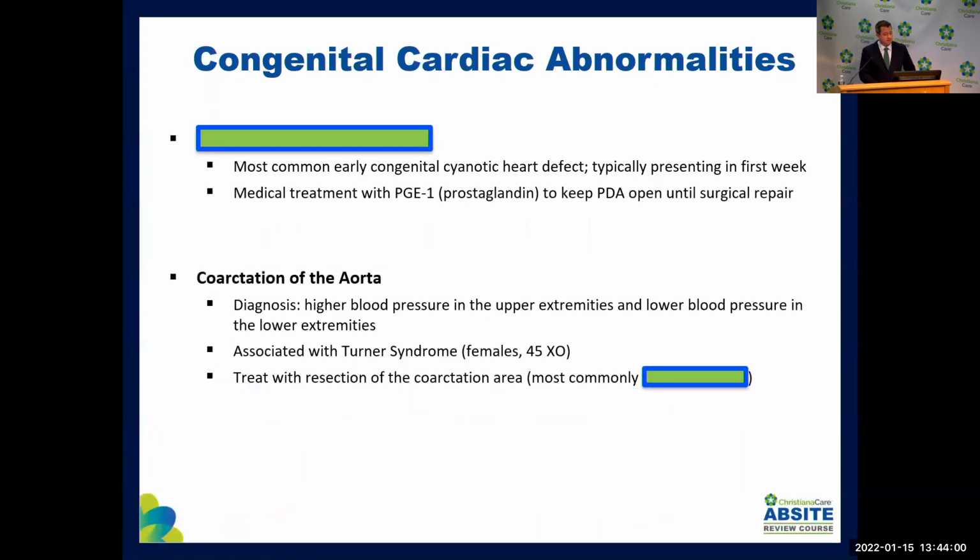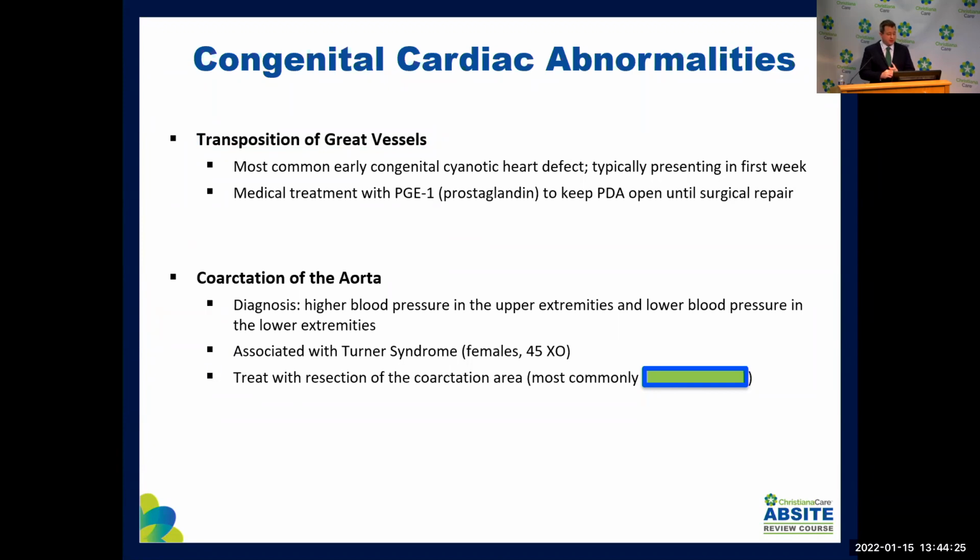Good. All right. What would you say is the most common early congenital cyanotic heart defect, typically presenting in the first week? When you have to treat more immediately. Transposition of your great vessels. Right? Medically treat it with prostaglandin to keep that PDA open, but generally a more early surgical repair.